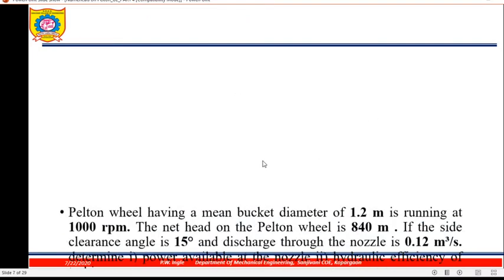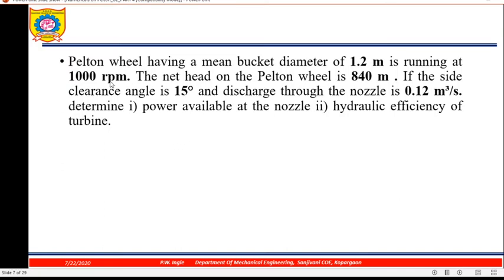Okay. Now next problem. A Pelton wheel having a mean bucket diameter 1.2 meter, running at 1000 rpm. So here you can use U equal to pi D N by 60 to calculate U. The net height on the Pelton wheel is 840 meters. So directly net height is given.